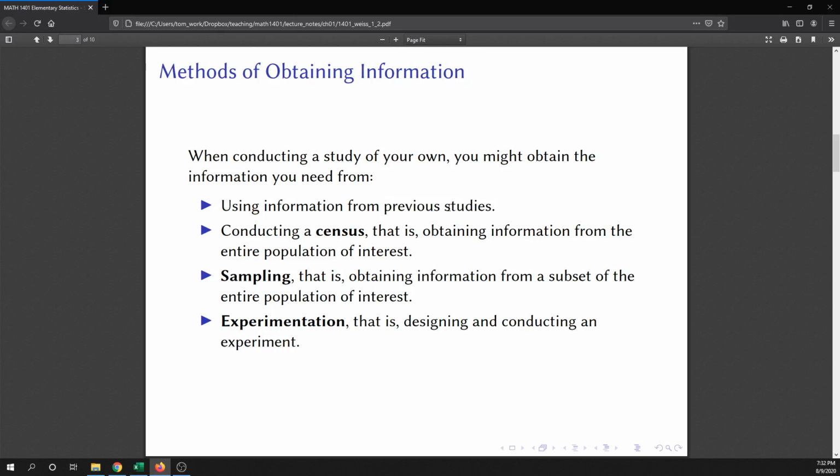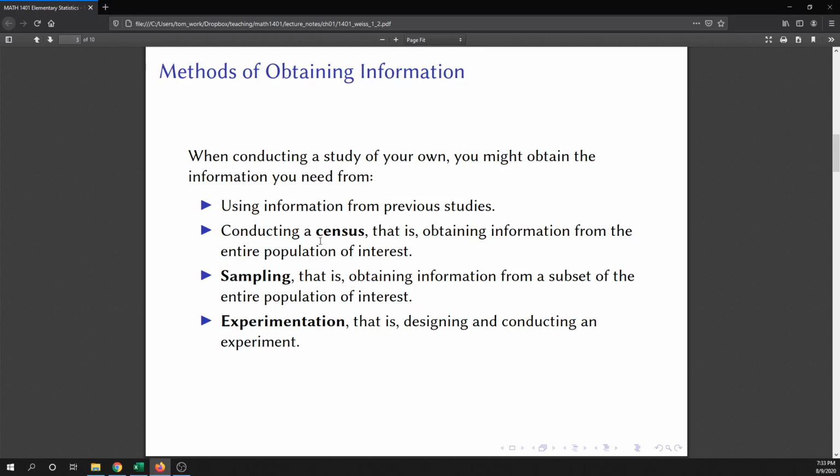So maybe somebody is studying some type of animal, like say bears, and they go out and study this information from bears in their study. So they go out and they measure how tall the bears are and other characteristics, and maybe they provide information that was helpful in your study. So you can use data from a previous study.